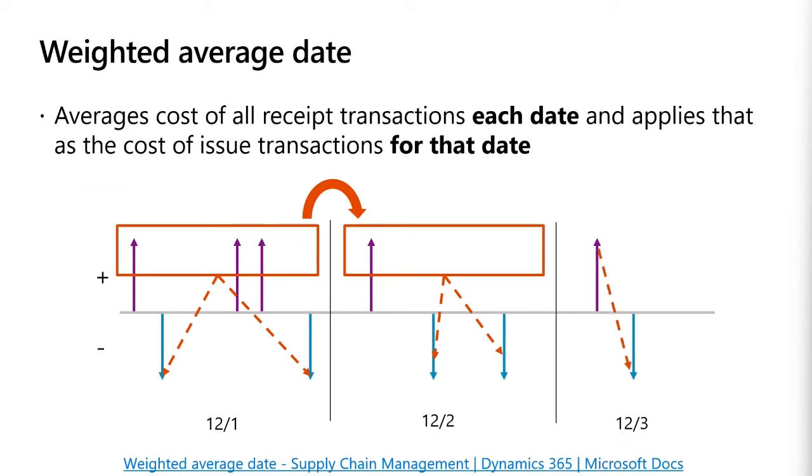On 12/3, we have only 1 receipt and 1 issue, resulting in a direct settlement only for that date. This shows when we use weighted average date in the same inventory close, we can have both summary and direct settlements for different dates within the period.